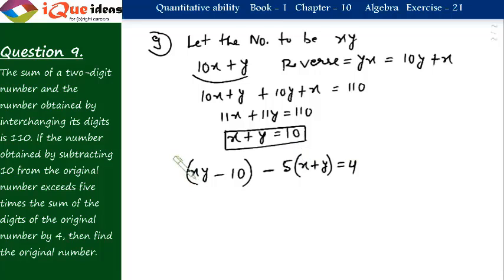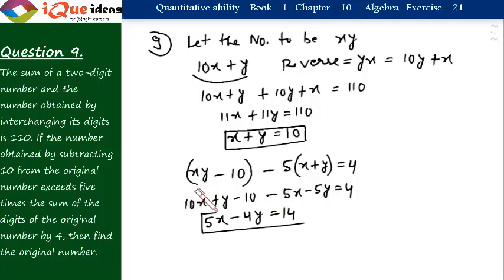Now in place of xy, you need to put 10x plus y. So 10x plus y minus 10, that is the first part, minus. Open the bracket here, so you get 5x minus 5y is equal to 4. Simplify this. 10x minus 5x is 5x. y minus 5y is minus 4y. 10 goes to the other side and gets added, so it becomes 14. So we have the second equation as 5x minus 4y equal to 14.